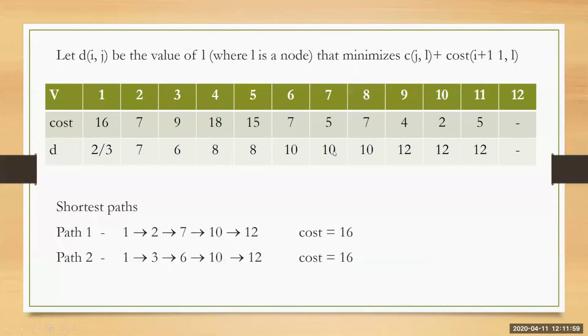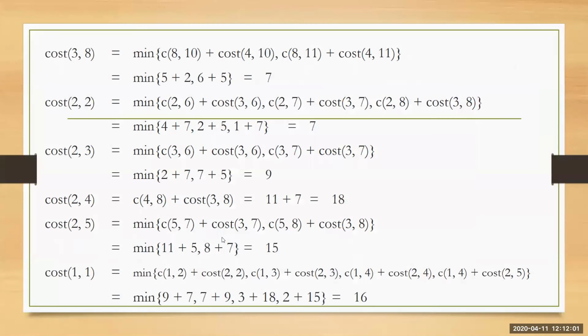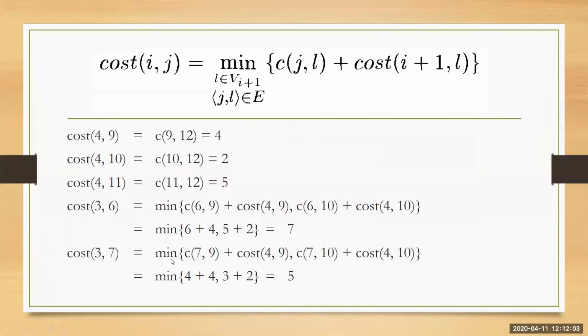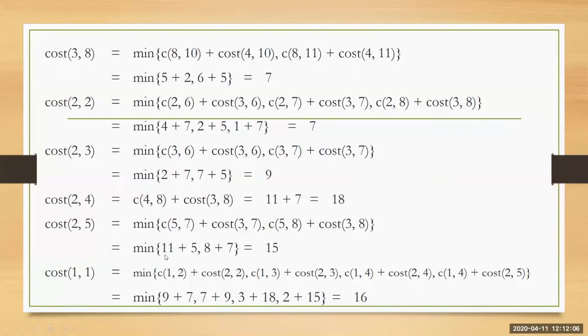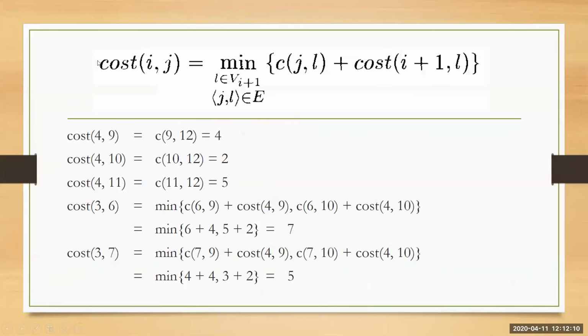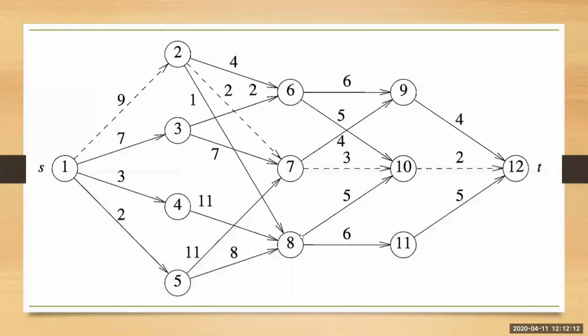Okay. Next. Similarly, you have to calculate the cost of 3 comma 8. What is 3 comma 8? It is the vertex number 8 in stage number 3. How many edges does it have? It has once again 2 edges, 8 to 10, 8 to 11. So C of 8 comma 10 plus cost of 4 comma 10, C of 8 comma 11 plus cost of 4 comma 11. So that is the formula.